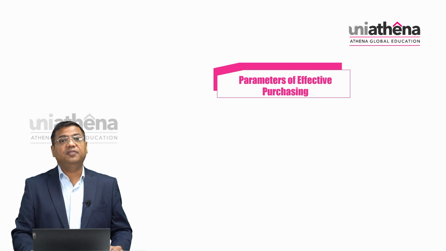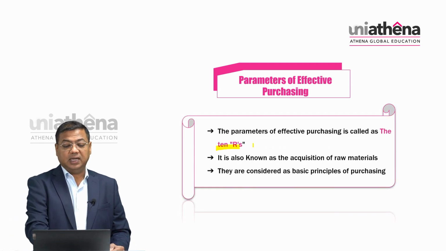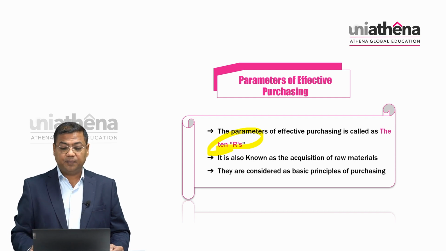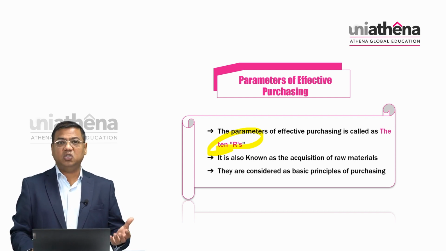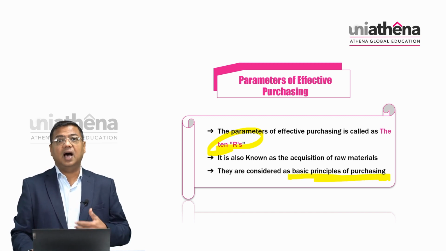What are the parameters for effective purchasing? The parameters of effective purchasing are the 10 R's and we will see this shortly. It's also known as the acquisition of raw materials. They are considered as basic principles of purchasing. So what are these 10 R's?